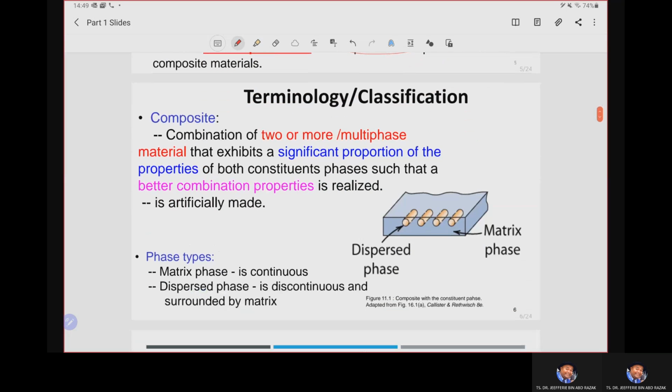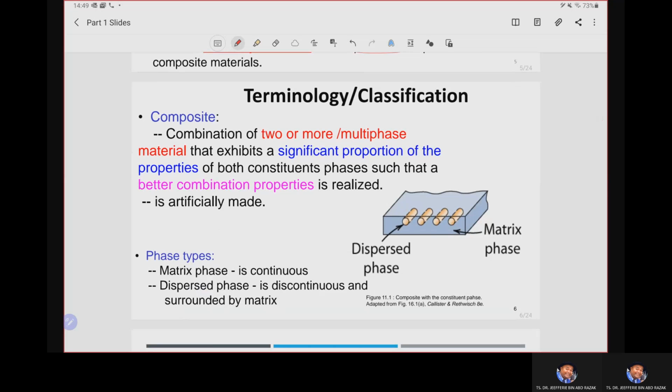Here we go. Again, before we proceed further, let us fully understand the terminology, or how we can define the composite material. From the slide here, composite can be simply defined as a combination of two or more multi-phase materials that exhibit a significant proportion of the properties of both phases such that a better combination of properties is realized. Meaning to say, the aim of composite fabrication or production is to produce another new material having better properties in comparison with their original material.